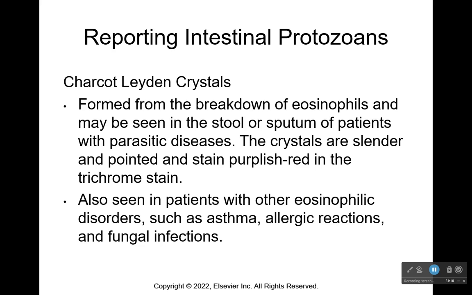The Charcot-Leyden crystals, as in that picture I showed you way at the beginning, are formed when the eosinophils break down in the intestine. You can see them in the stool, you can see them in the sputum of people that have parasitic diseases. But they can be misleading because eosinophils, if you've learned yet in hematology, also increase with asthma, allergic reactions, and with fungal infections. But it just is important to note those in case it is causing what we are looking for, those parasites.